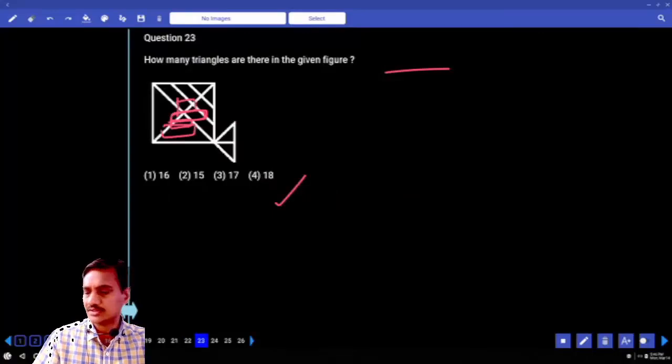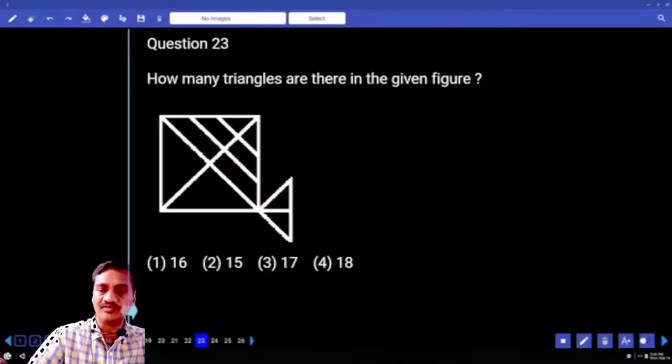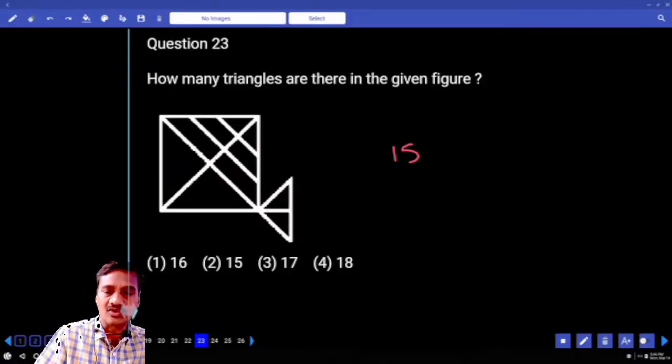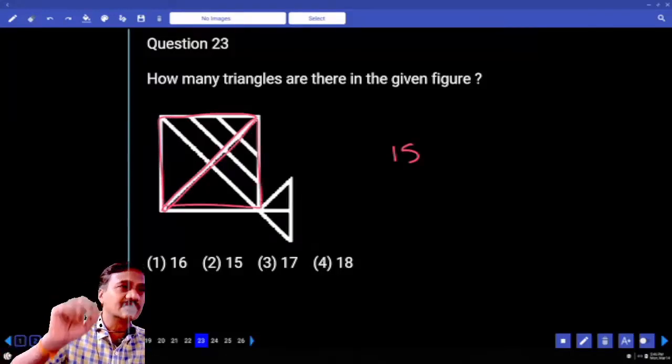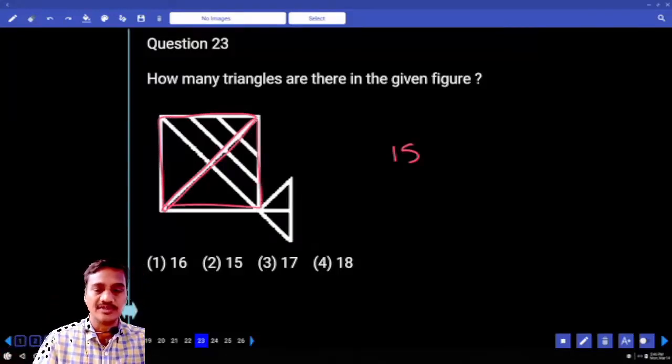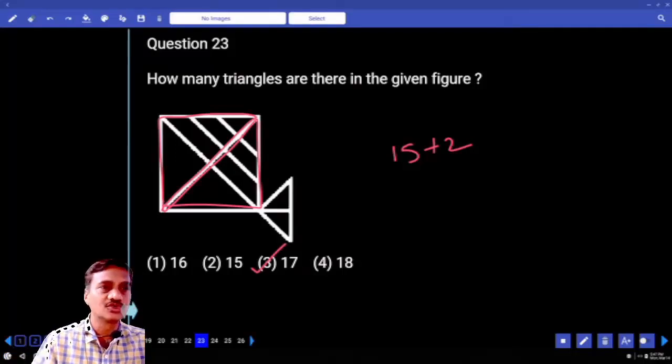Then 23rd. Now in this question number 23 we need to find out the total number of triangles. 15, is that right, 15. And in this one, one combination we did not count, look. This is one triangle. This is the triangle that was missed out. Done with this. Hence 15 plus how many? 15 plus 2, 17, that is choice 3.